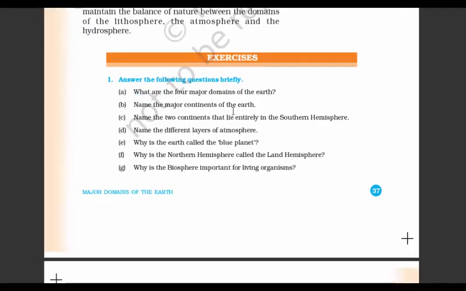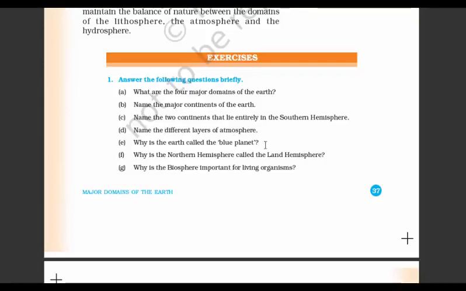Name the major continents of the Earth. So there are 7 continents, so you can just name all of them. The largest continent is Asia, followed by Africa and then North America. Name the 2 continents that lie entirely in the southern hemisphere. The 2 continents that lie completely in the southern hemisphere are Antarctica and Australia. Africa and South America have a little portion of it in the northern hemisphere.